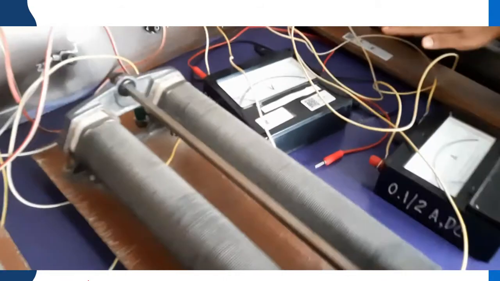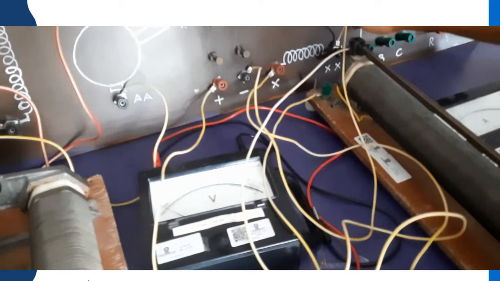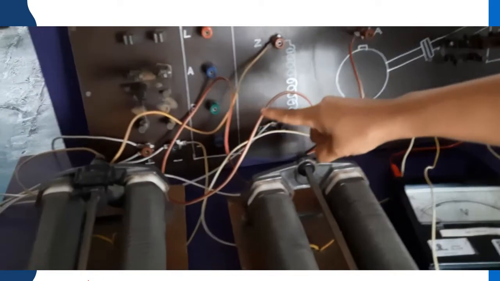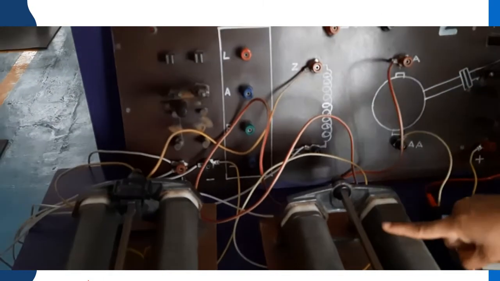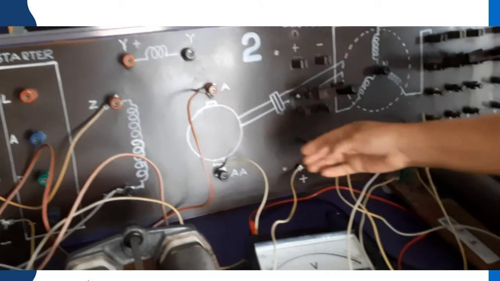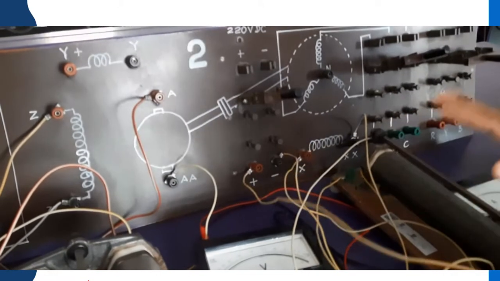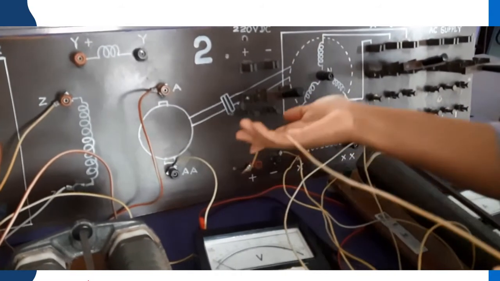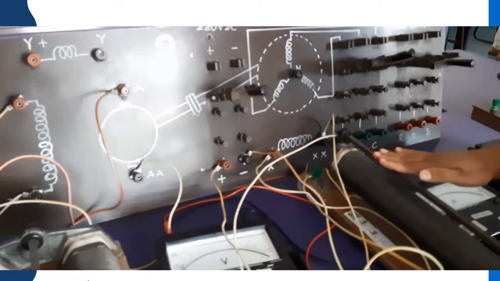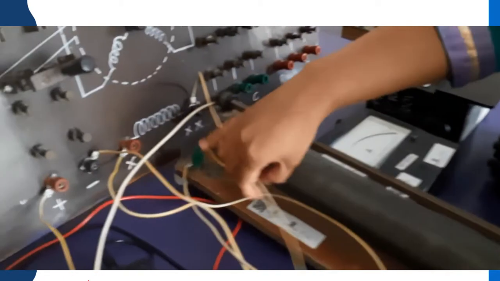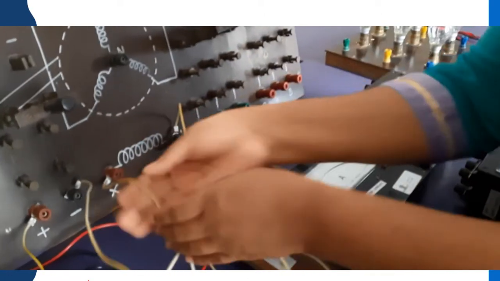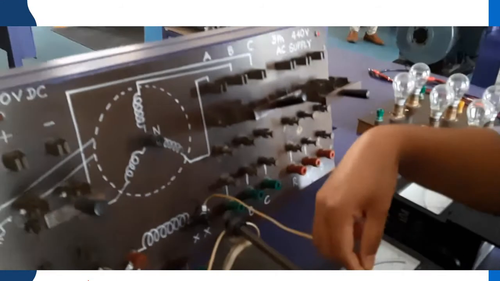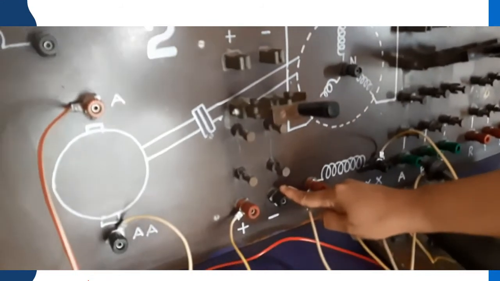So here first I have to give supply to the field winding part of the synchronous motor. As I turn on the supply, DC current will flow. So for the synchronous motor field winding also, this is a DC supply. This DC supply is connected to a rheostat here, and from the rheostat I have connected to the field winding of the synchronous motor. From the field winding again it goes back to the negative of the supply.